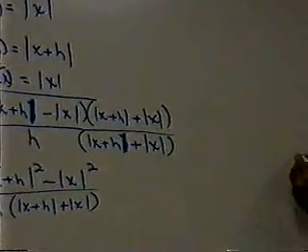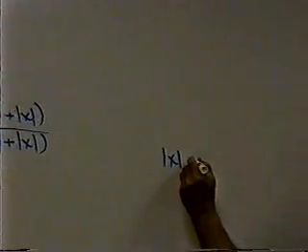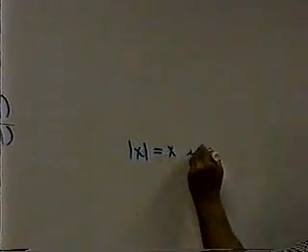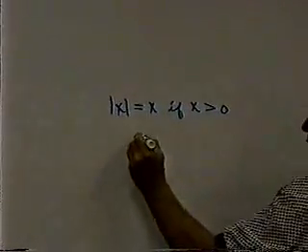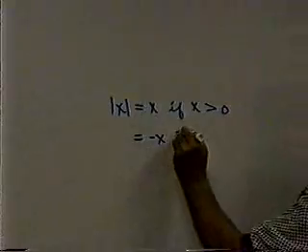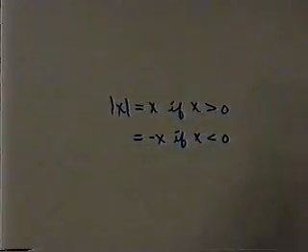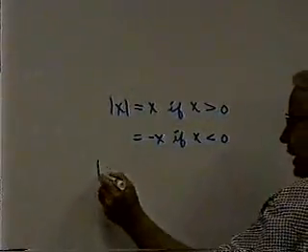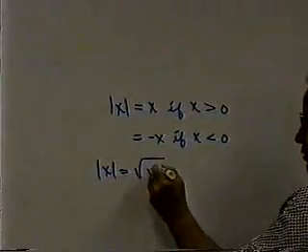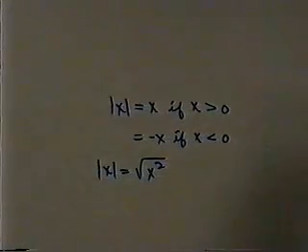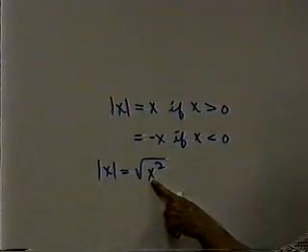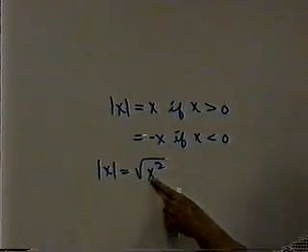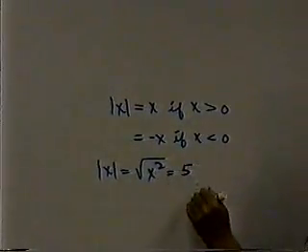All right, the absolute value of x is equal to x if x is positive, and it's equal to minus x if x is negative. That's one definition. Another definition says that the absolute value of x is equal to the square root of x squared. That's not a bad idea. Look, if x is 5, what is 5 squared? 25. What is the square root of 25? It's a positive 5. Okay?